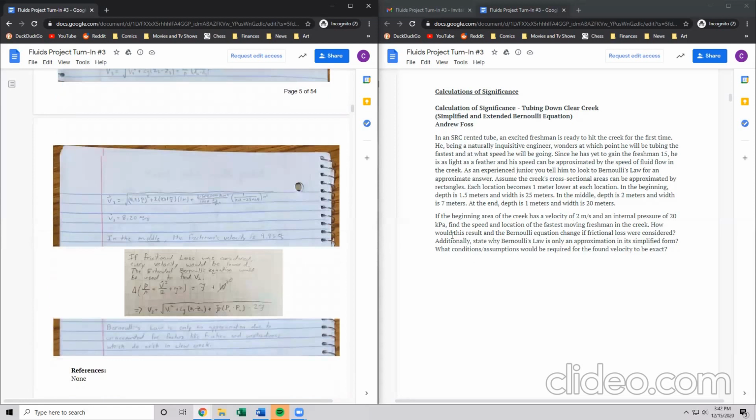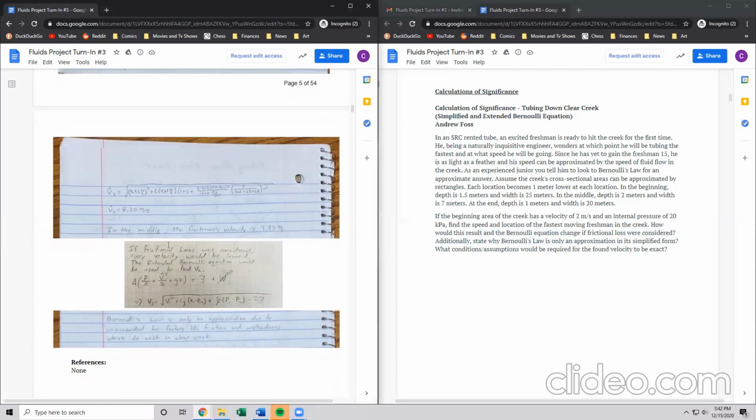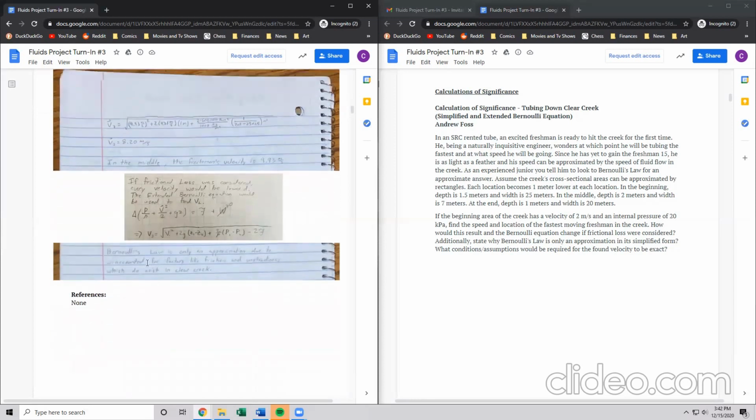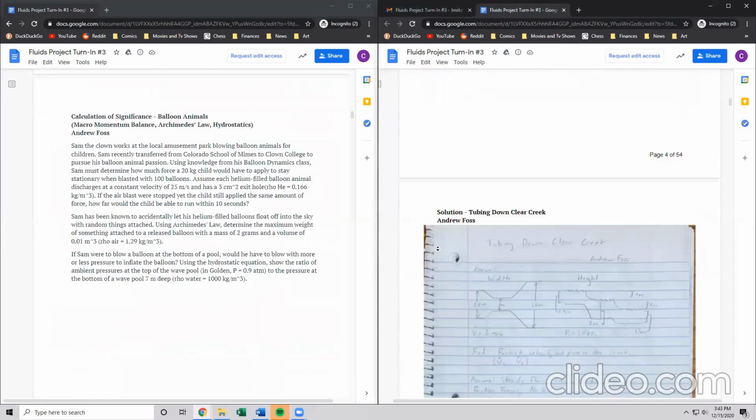And then we are asked how this result and the Bernoulli equation would change if frictional loss was considered, and why it is only an approximation. Clearly it's an approximation because we're not taking into account things like friction and other frictional losses, like a tree branch sticking out in the water. We're not given enough information to actually solve for the corrected velocities with the friction, but the velocity is going to be lower. Here Andrew used the Bernoulli equation, but added in the frictional losses to find the velocity down the river. And that covered topic 3, Bernoulli's equation.